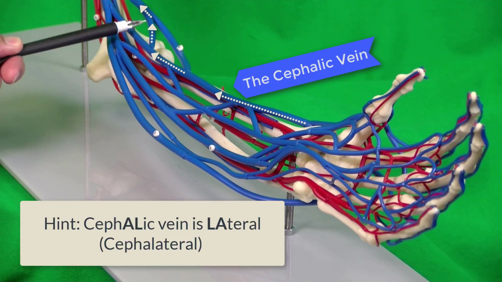Here's a handy hint to remember where the basilic and cephalic veins live. The cephalic vein is lateral. There is an L and A in both words, and they lie next to each other in both words. So you could almost think of it as cephalateral to give you a little memory trick.